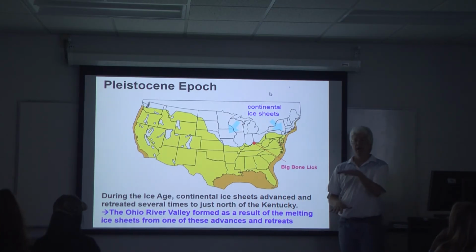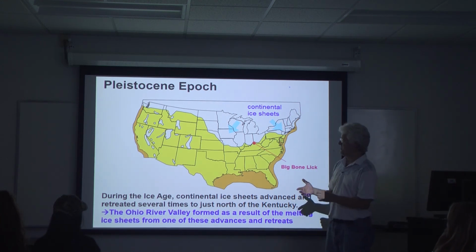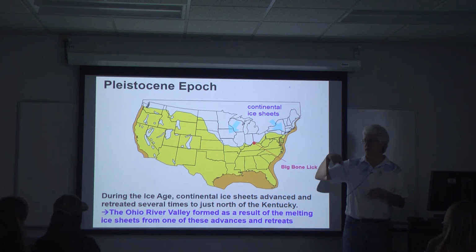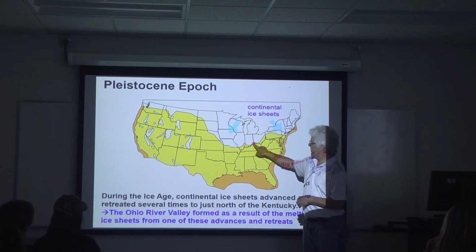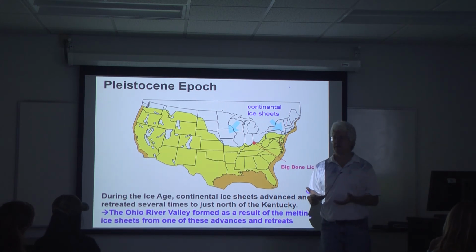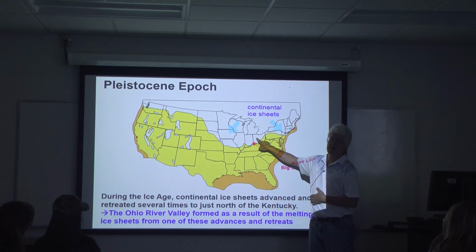Then we have this big gap in time, and then we have the ice ages. And the ice ages are actually multiple advances and retreats of ice sheets across the northern latitudes. And the farthest one gets down to just around the Ohio River. The Ohio River wasn't there before the ice ages. The major drainage went up this way. It was called the Teays River.